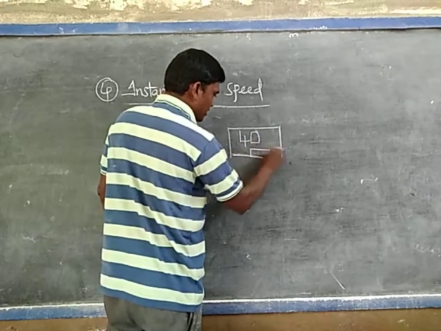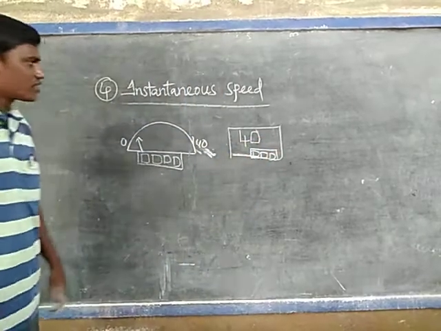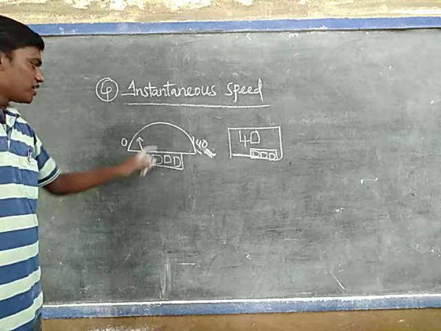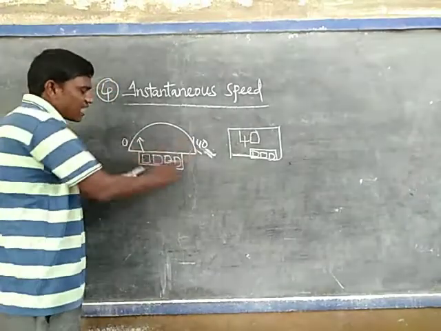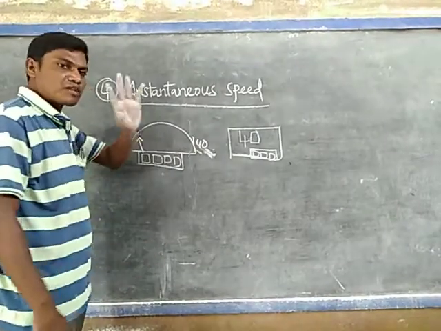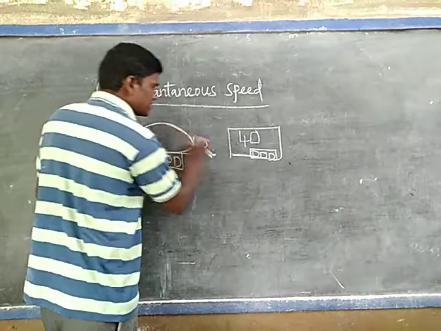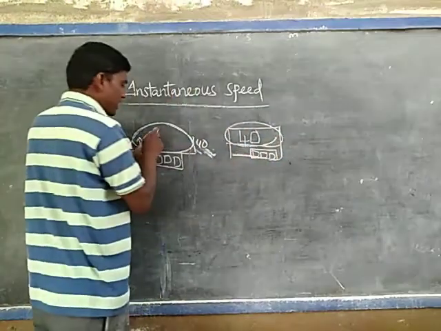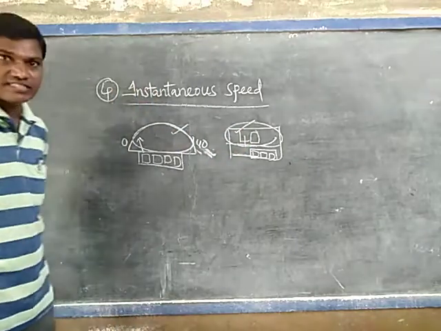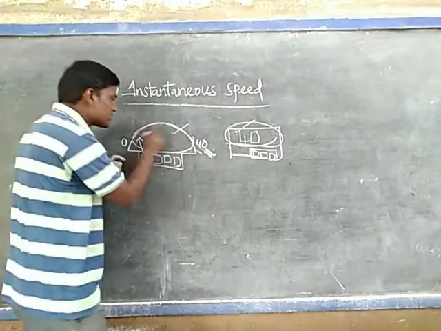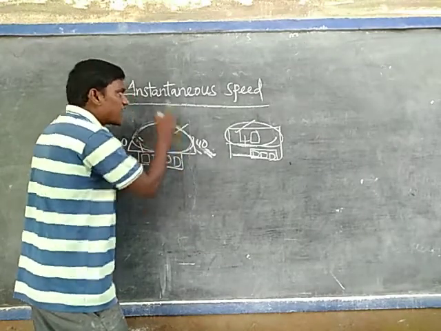Like this one, numbers are there. So this is the digital speedometer, and this is the analog speedometer. What is the use of this? In vehicles, mainly two types of meters are there, this part and this part, either analog or digital. This represents the speed of the vehicle. That's why it is called a speedometer. The speedometer displays the instantaneous speed.